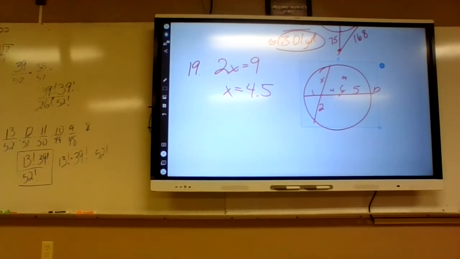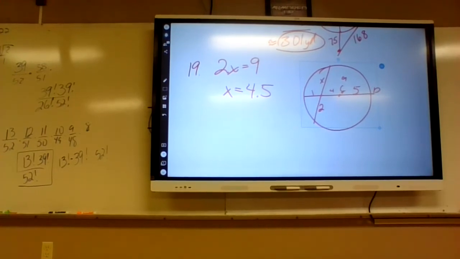Okay, I understand. Number 8, x times x would be 2x? No, x times x is x squared. The outside is the whole thing. The outside is x, the whole thing is x plus 5. So x times x plus 5 equals the outside 6 times the whole thing 6.